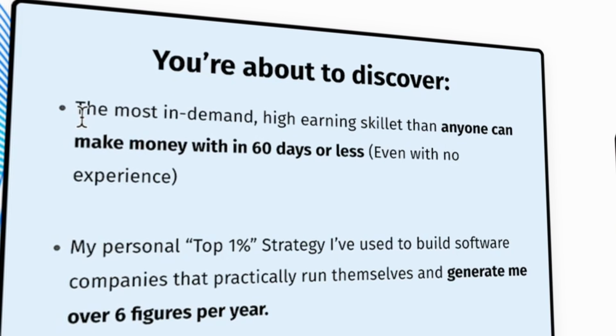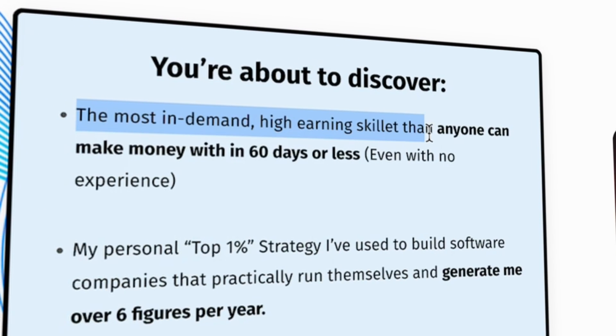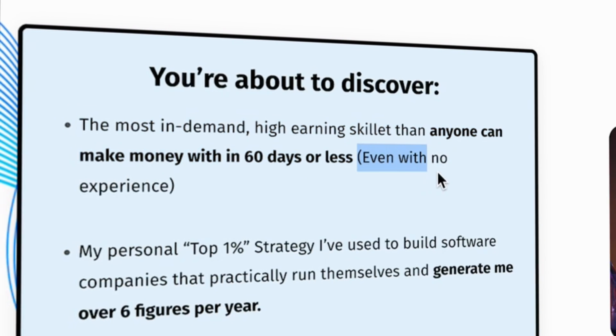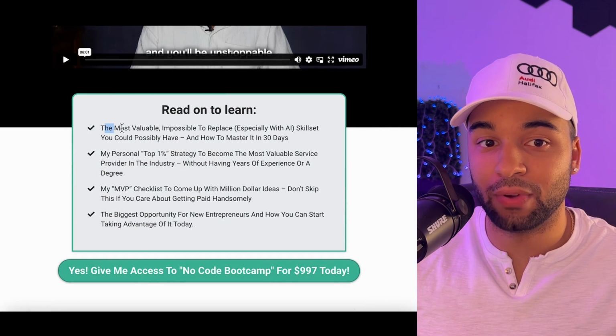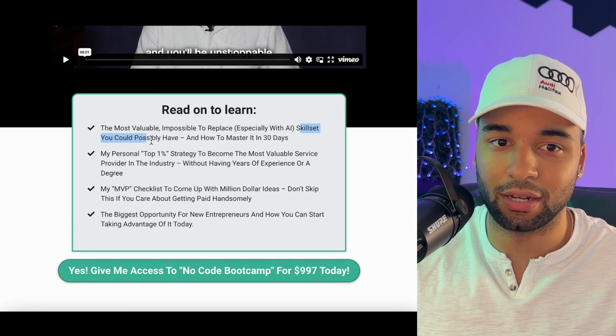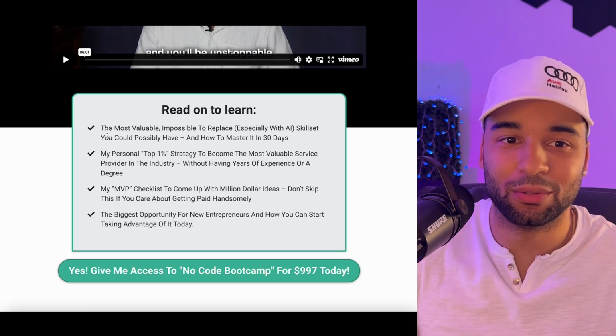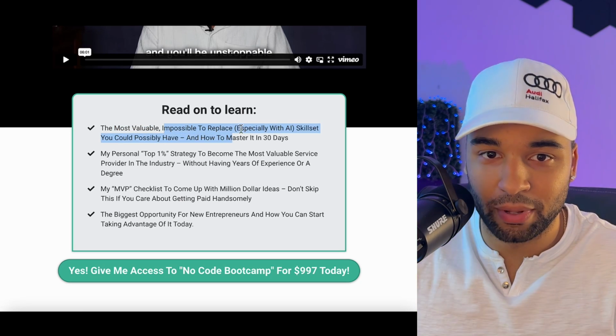So you're about to discover the most in-demand, high-earning skill set that anyone can make money with in 60 days or less, even with no experience. It's very simple, very easy to understand, and very punchy. Whereas when you go over here, the most valuable, impossible to replace, especially with AI, skill set you can possibly have and how to master it in 30 days. You're trying to cram way too much stuff into it. It's like, bro, get to the point, right?